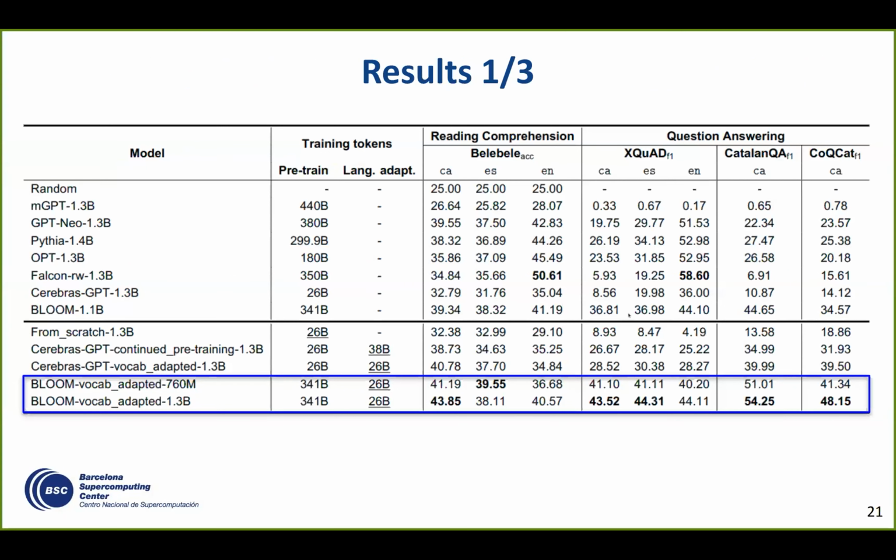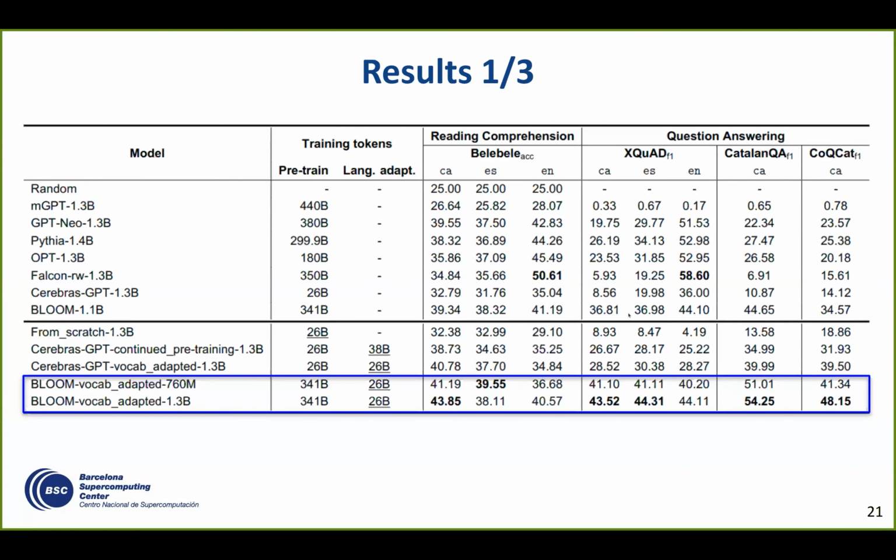So we performed vocabulary adaptation over both Bloom models, and here we have the results. We compared our models with all the previous experiments, the ones that we already explained, but also with several baselines. We took as many models of around 1 billion parameters as we could think of. So we have the multilingual GPT and the original Bloom, but also several monolingual baselines: Pythia, OPT, Falcon, Cerebras, and also GPT-Neo.